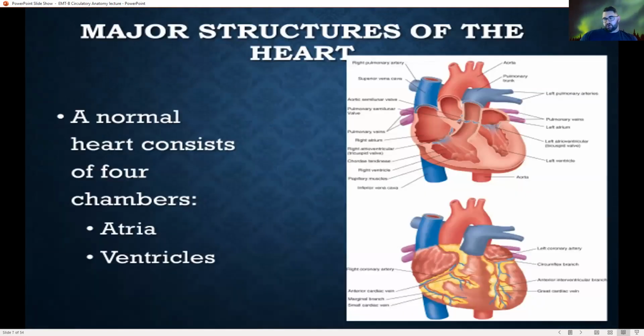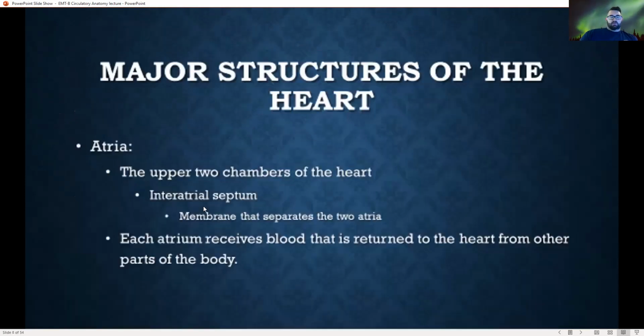So the heart has 4 chambers, not 1, not 2, not 3, but 4 chambers. That is a test question. The upper 2 chambers, the smaller ones, are called the atria, and the bottom ones are called the ventricles. Those are the big guys. The atria are divided from left to right by the intra-atrial septum. Septums divide. You've got septum in your heart, you've got septum in your nose, separating left from right nostril. So the membrane that separates the atria is called the intra-atrial septum.